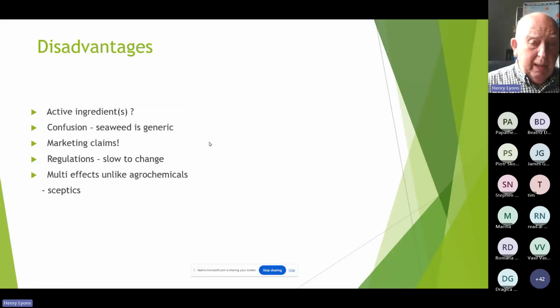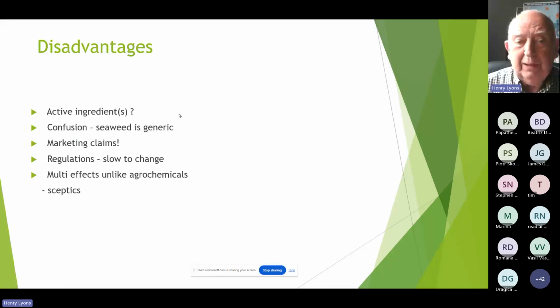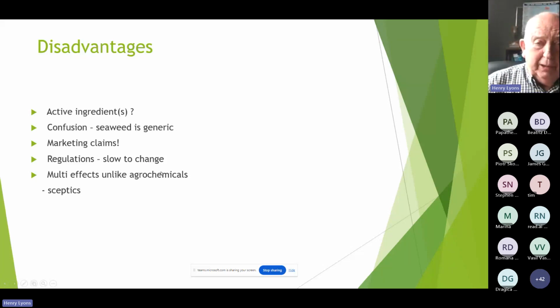Disadvantages, there were a lot of them in the past. We didn't know what the active ingredients are. Unlike, say, Roundup, where we know the formula, glyphosate, here there's a number of active ingredients, and there could be synergy between different ingredients in seaweed. A lot of confusion. There are thousands of different seaweeds, seaweed being the generic word, but to get uniformity is something the European EBIC are looking at. There were some very extravagant marketing claims made in the past, which were unrealistic. Regulations were slow to change, but we now have the European regulations, and there were plenty of skeptics in the past.